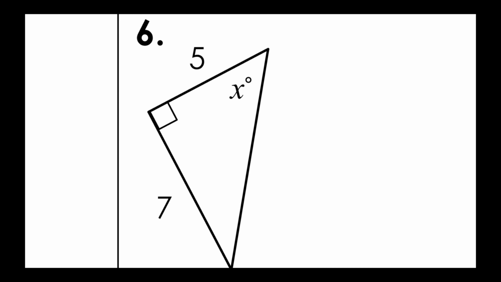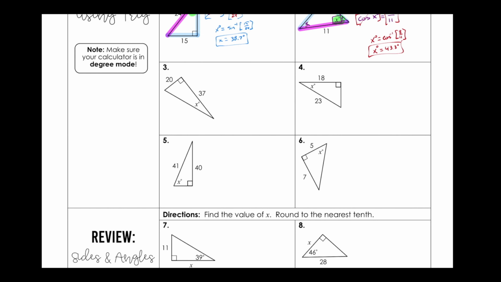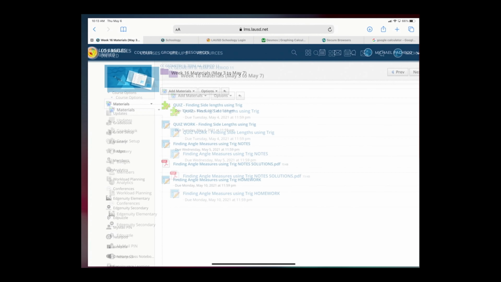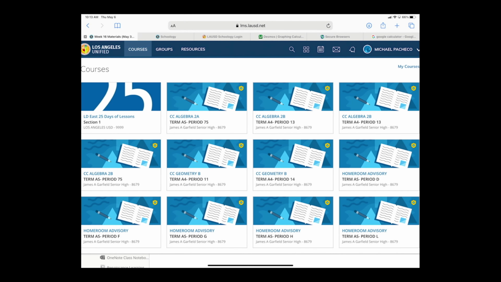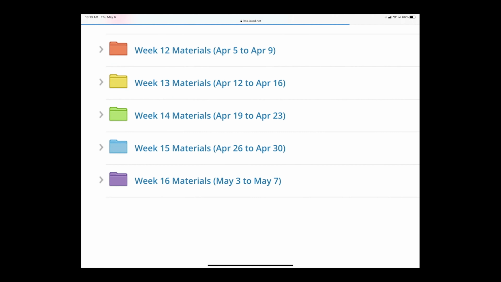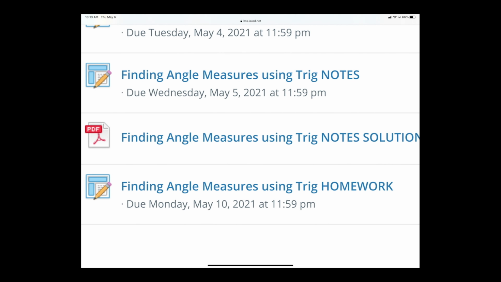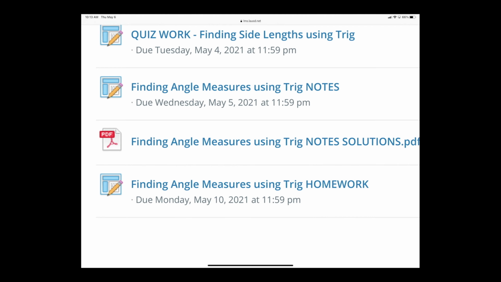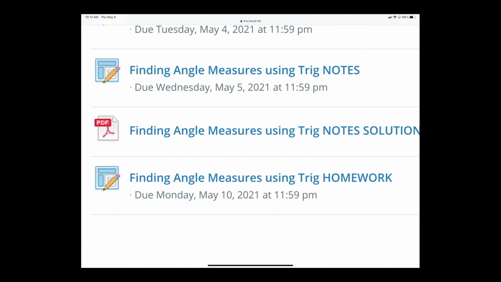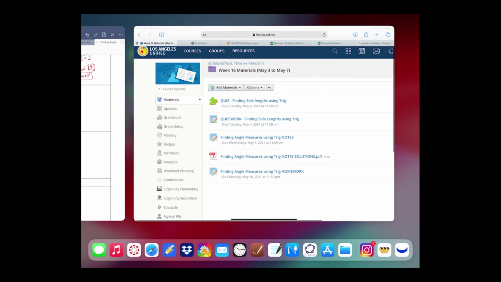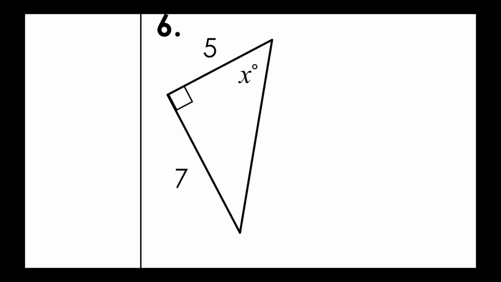So again, I'm sorry for not showing you. For the video people, go to courses, go to our course, go to week 16. In week 16, you'll see finding angle measures notes and finding angle measures note solutions. So all the answers to everything that we're doing in the notes, and then the homework that's due next Monday. So I'm sorry I didn't show you that at the beginning. I usually do, and this time I forgot.